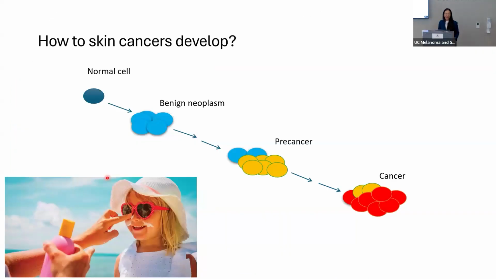And with that, I'll just leave you with, again, this is how we think about skin cancers developing: mutations accumulating in cells, progressing from benign to precancer to cancer, and then just avoiding mutagens and recognizing lesions early to prevent progression.